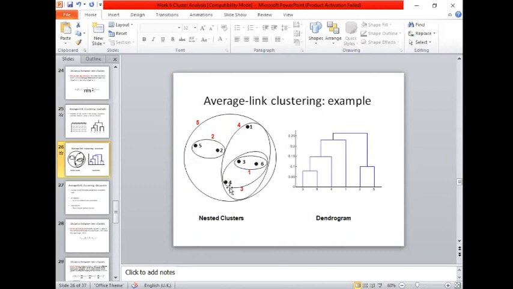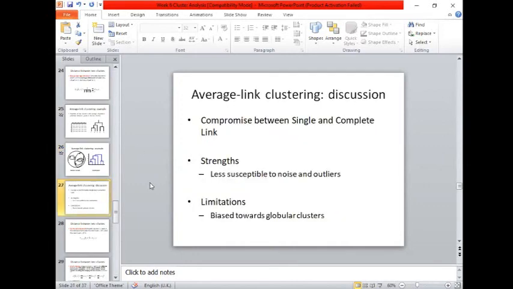As you can see, in cluster 1, the objects 4, 3, 6 are combined. In cluster 2, you have 5, 2. In cluster 3, it observes the combined points of 2 dots. And cluster 4 is the combination of clusters 1, 2, and 3, and cluster 5 is the whole. It is the same in the dendrogram also. So the average link clustering compromises between single and complete link.